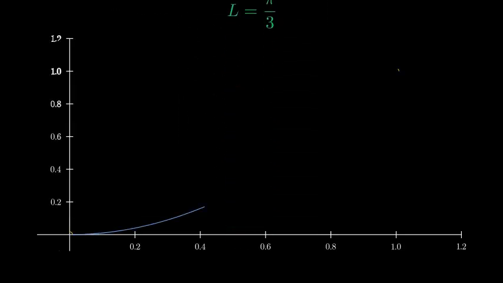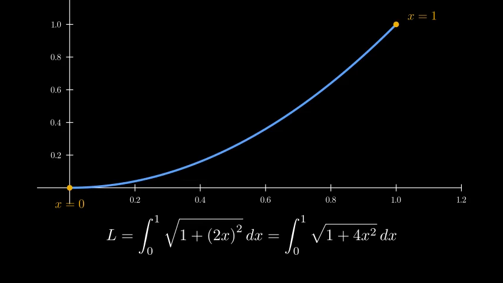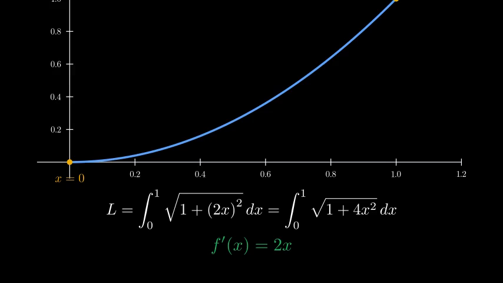Example B. The curve y equals x squared from x equals 0 to x equals 1. We plot the curve on axes and write the arc length integral. The derivative is f prime of x equals 2x. So L equals the integral from 0 to 1 of the square root of 1 plus 4x squared, dx.